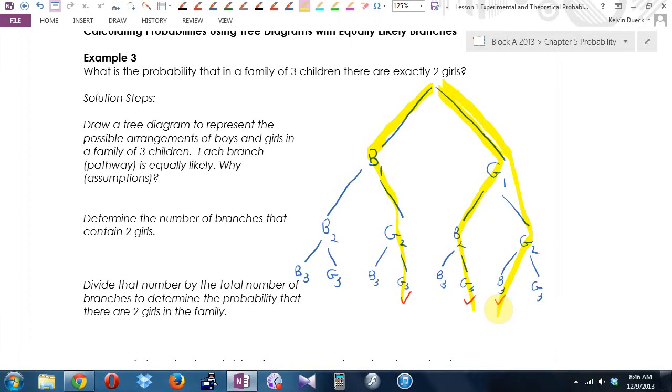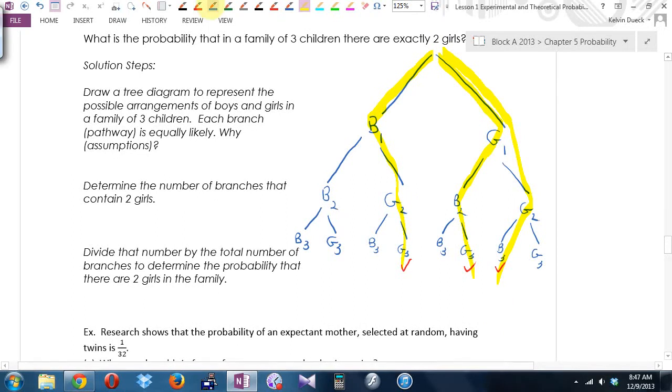So, how many branches have a check mark? Probability of 2 girls, 3 out of how many branches grand total? Count across. Yes, 8. Did anybody actually guess 3 out of 8? I've never had a single student ever guess that.